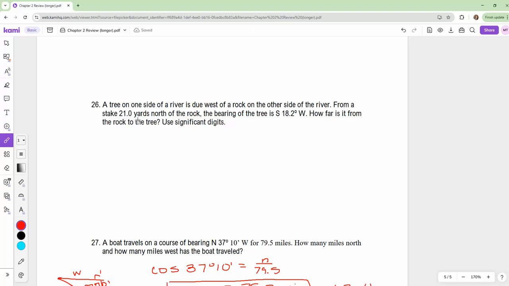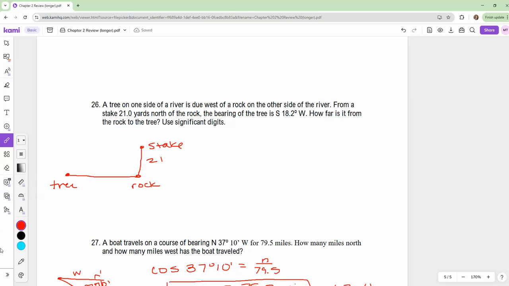Okay, so we have a tree on one side of a river that is due west of a rock on the other side. So here's the tree. The tree is on the west. So this is a perfect horizontal line. We have a stake 21 yards north of the rock. So that's my stake. 21 yards, we're assuming due north.